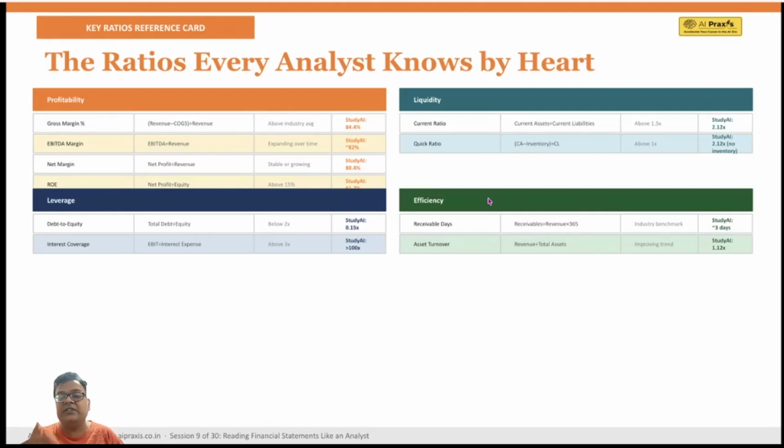Then ROE, we discussed earlier, net profit divided by equity. A good benchmark is above 15%. So this indicates efficient use of capital.